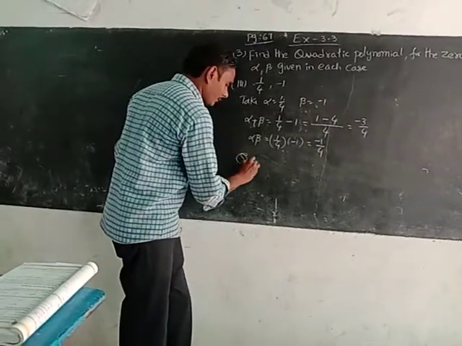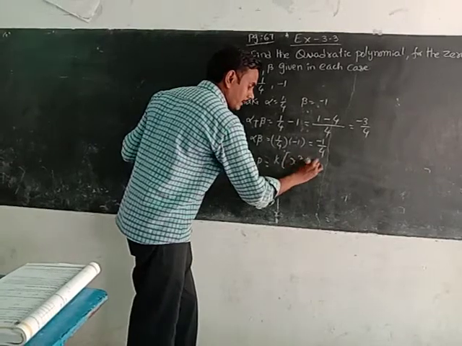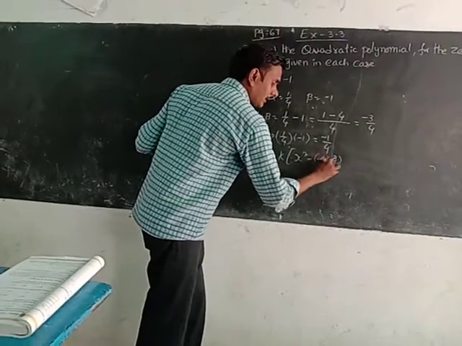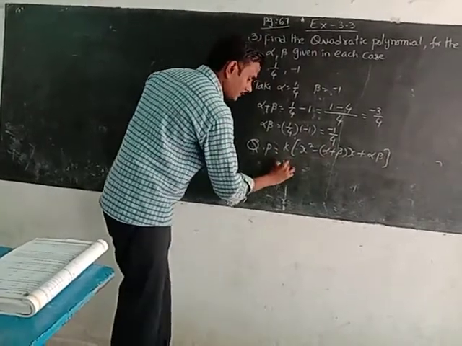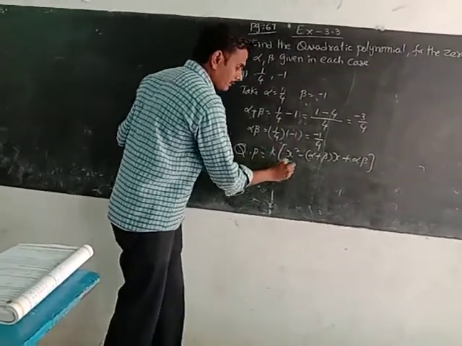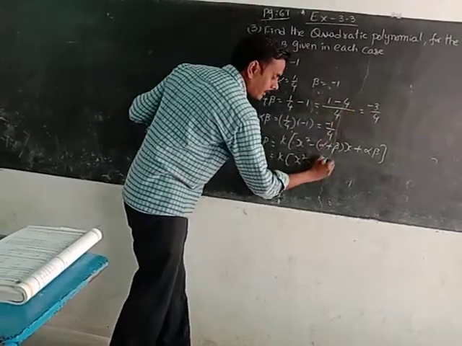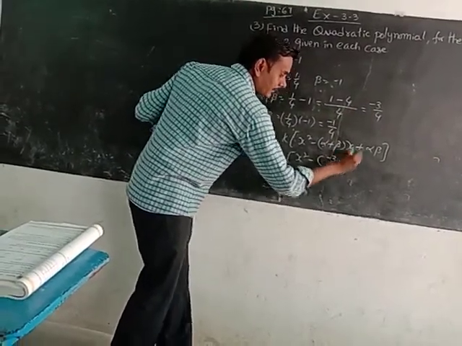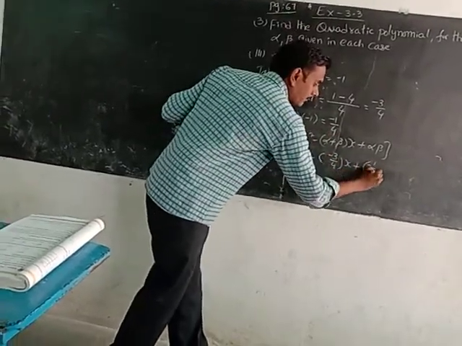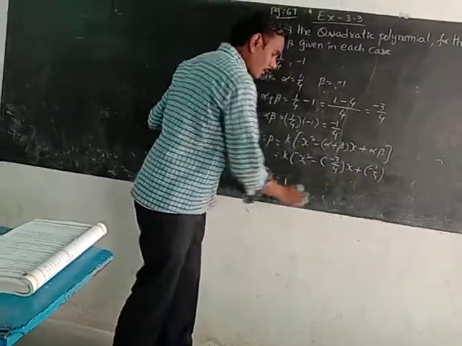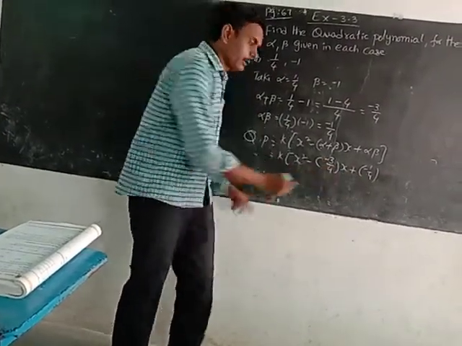Now we have to prepare the quadratic polynomial. Quadratic polynomial equals k into x squared minus alpha plus beta into x plus alpha beta. Now replace those values. k into x squared minus, alpha plus beta, which we got as minus 3 by 4, into x, plus alpha beta, minus 1 by 4. Now, is any denominator present? Yes, denominator 4 is present.